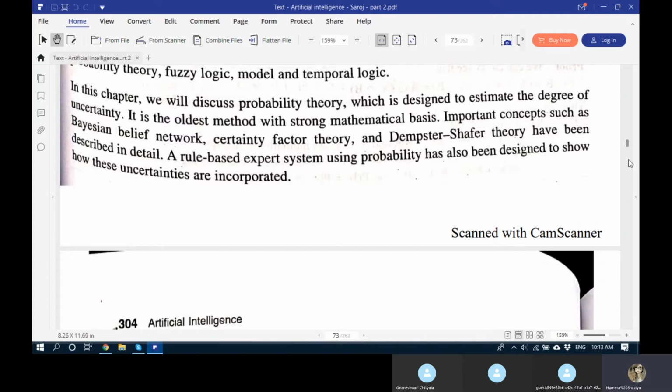The important concepts which we will cover in probability theory are Bayesian belief network, certainty factor theory, and Dempster-Shafer theory. All have been discussed in this chapter. Additionally, we will look at how probability element can be added to a rule-based expert system.